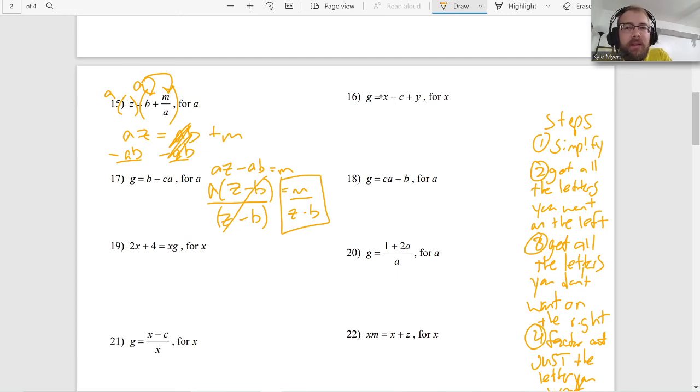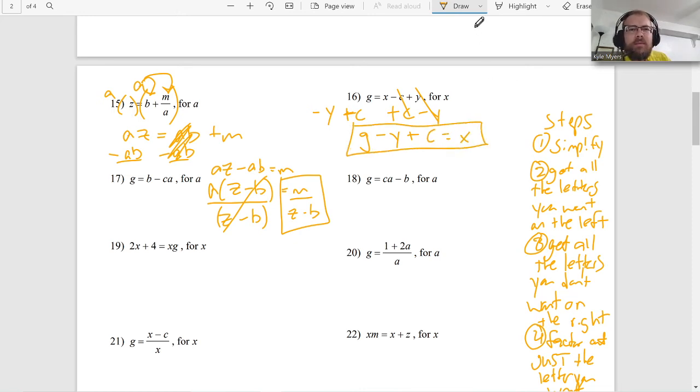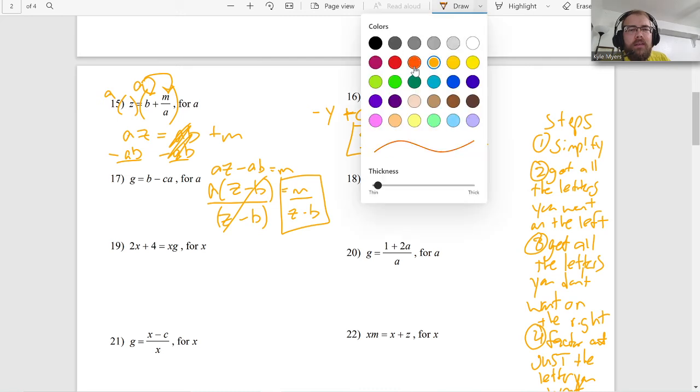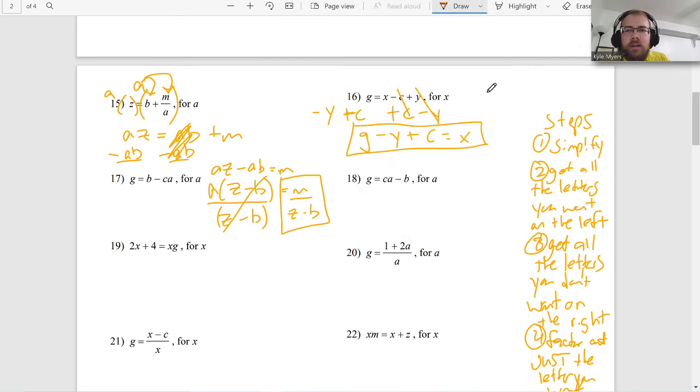This one's not so bad compared to 15. We want to add C to both sides. And we want to subtract Y on both sides. That gets rid of that and that. And then we get X. X is going to be equal to G minus Y plus C. All right, that was like way easier than number 15. I don't know why they're being so inconsistent with the level of difficulty here.